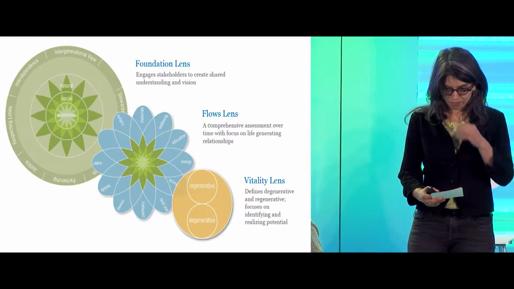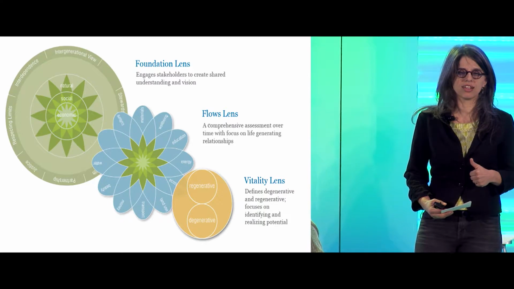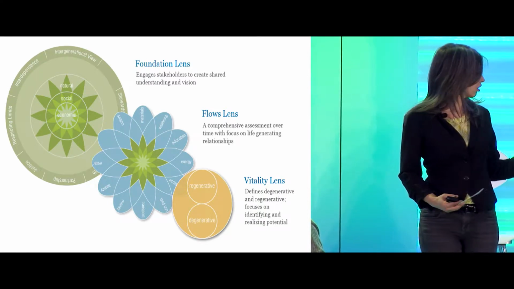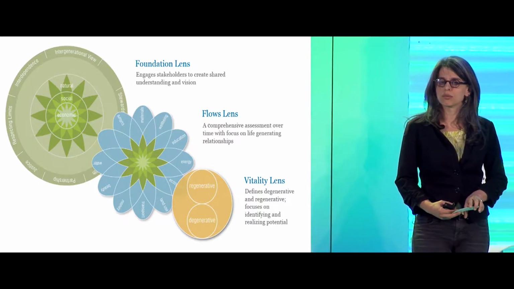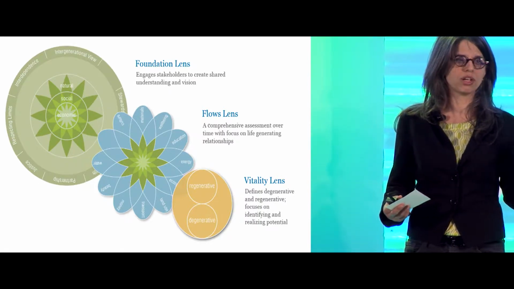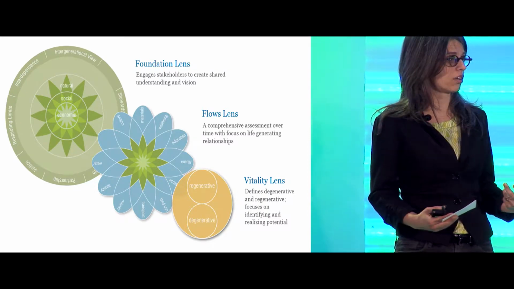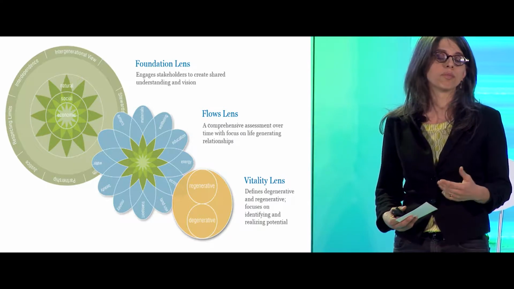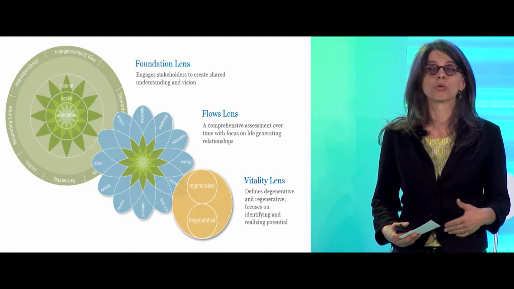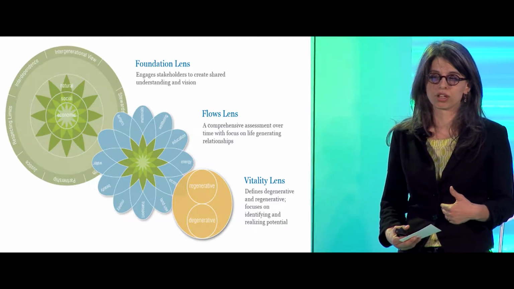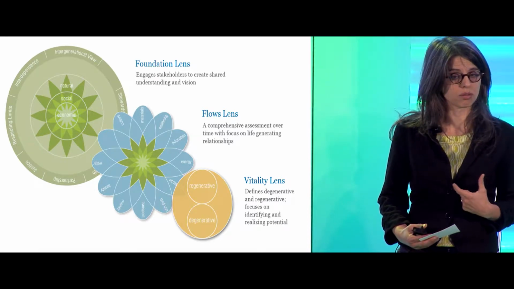So the vitality lens is helping us to define degenerative and regenerative. It goes back to what Max was talking about a little bit, and starting to see that spectrum of what does it mean to maybe slow down the rate of harm or to acknowledge the resources that we are using, but then also to look into the places where we're rebuilding capital, where we're starting to rediscover potential in place. So that's what that lens is about.